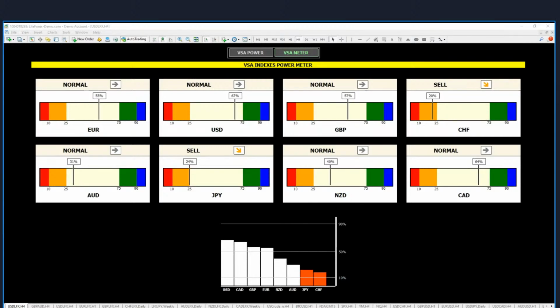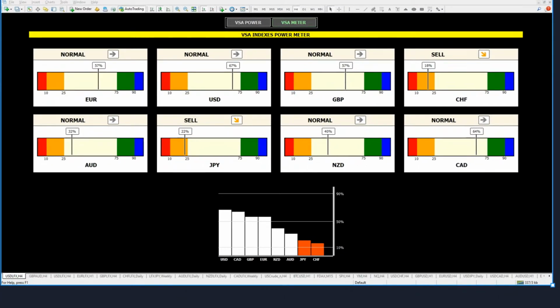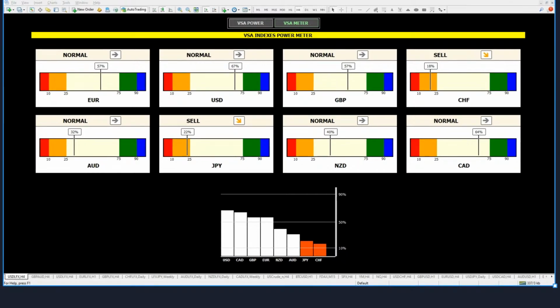Okay, so we're just gonna explain a little bit more about this VSA market scanner tool, just to give you guys an idea what this is. Right here on the right side, this VSA meter is going to give you all the indexes. So CHF is really weak, Japanese yen is really weak. Dollar is strong right now, so probably gold is falling.